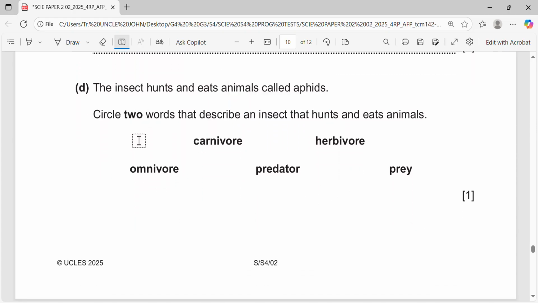The insect hunts and eats animals called aphids. Circle 2 words that describe an insect that hunts and eats animals. The 2 words are carnivore and predator.